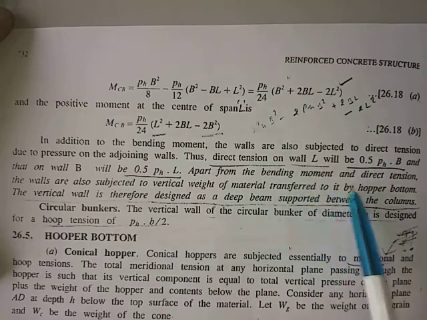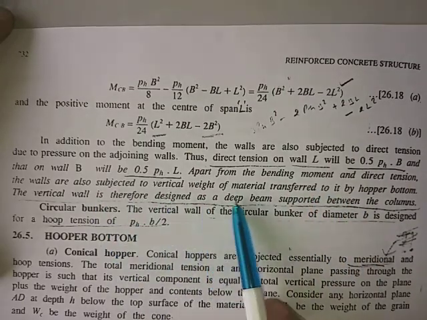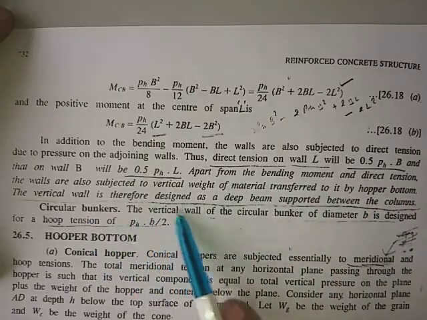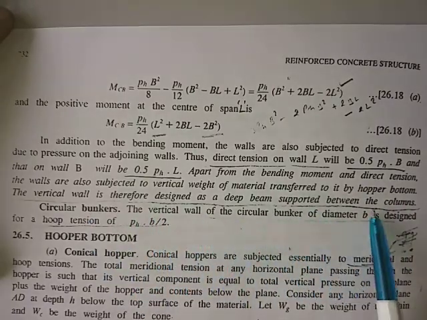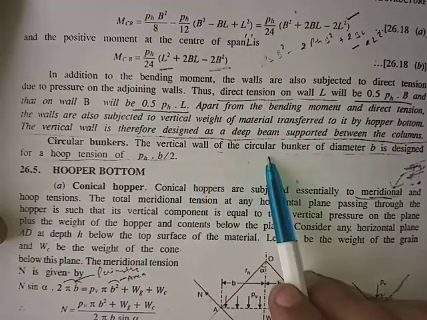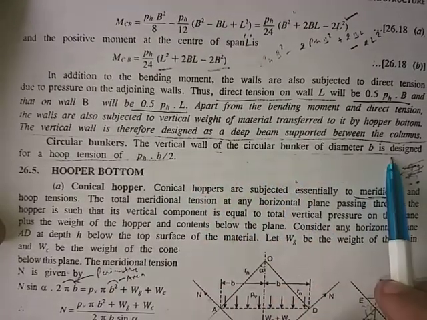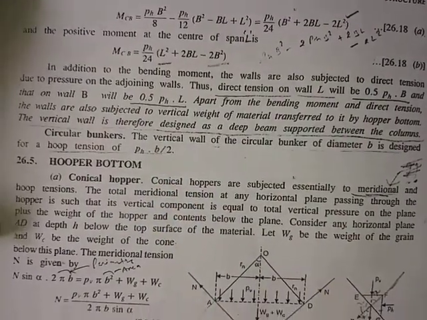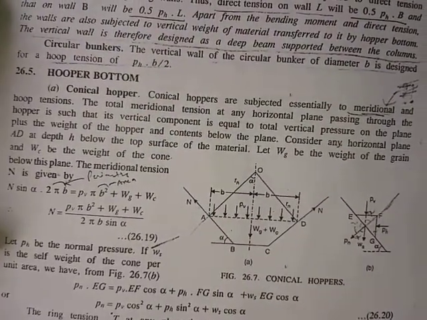Apart from the bending moment and direct tension, the walls are also subjected to the vertical weight of the material transferred to it by the hopper bottom. The vertical wall is therefore designed as a deep beam supported between the columns. Circular bunkers: the vertical walls of the circular bunkers of a diameter B is designed for a hoop tension of pH B by 2. Then there is another component, that is the hopper bottom.